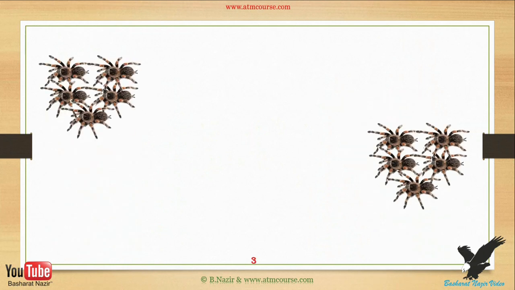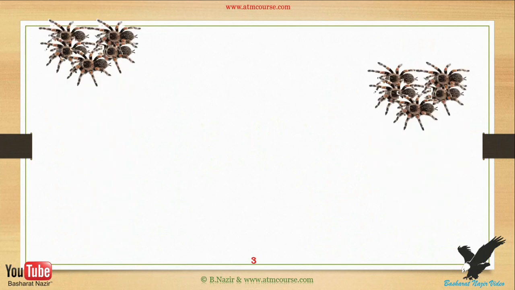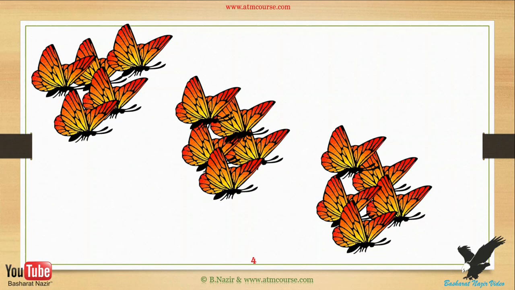First count the number of groups and then work out how many insects that you can see.